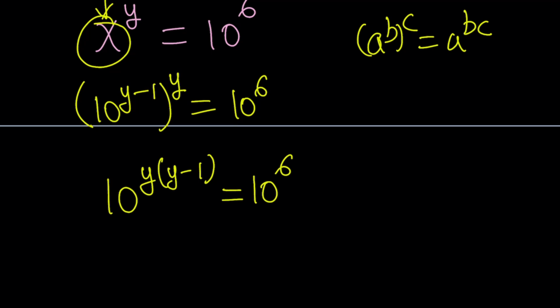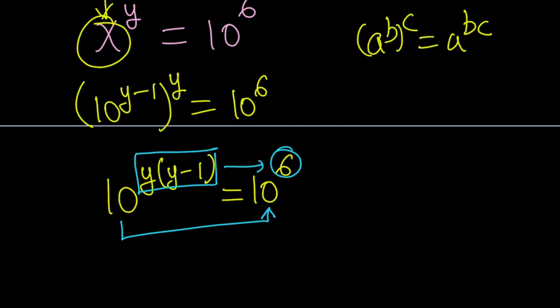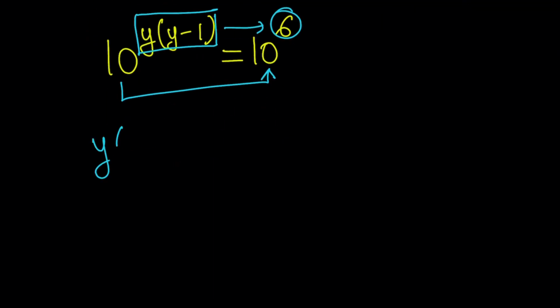Now, don't write it as a million. It's better if you write it as an exponential with base 10. Now, we've got the same base, which is super cool, right? So now we can equate the exponents. So y times y minus 1 should equal 6. Let's go ahead and write it as an equation. y times y minus 1 equals 6.